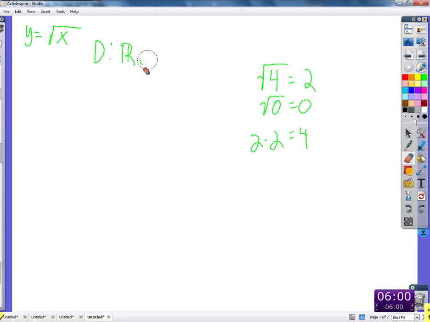Are all real numbers okay? No. What real numbers are not okay? Negatives. You can't take the square root of a negative number. Square root of negative 4? Impossible. Because we need a number times its exact copy. What's the only way to multiply and get a negative? A negative and a positive. You can't have a number that is itself negative and positive. So, no, that's not going to work. So, what's the domain look like?